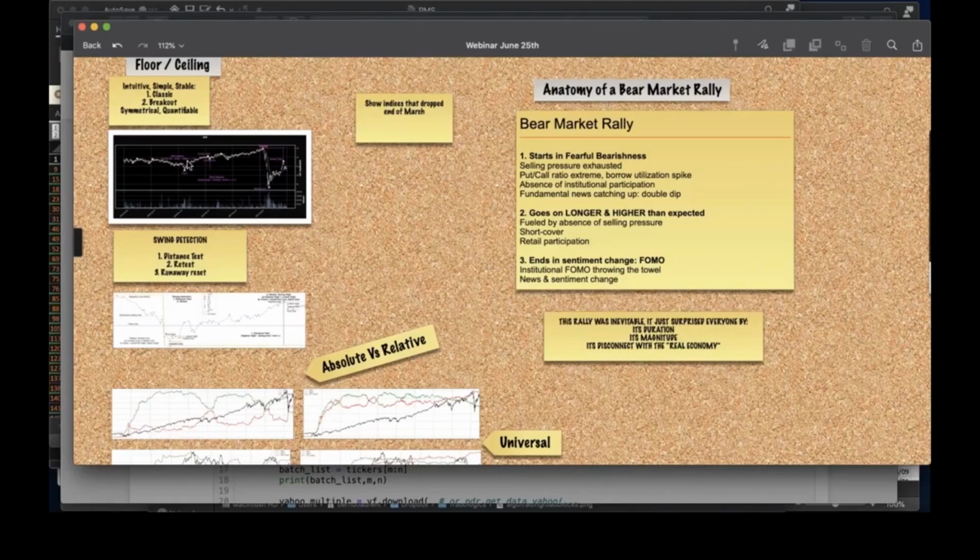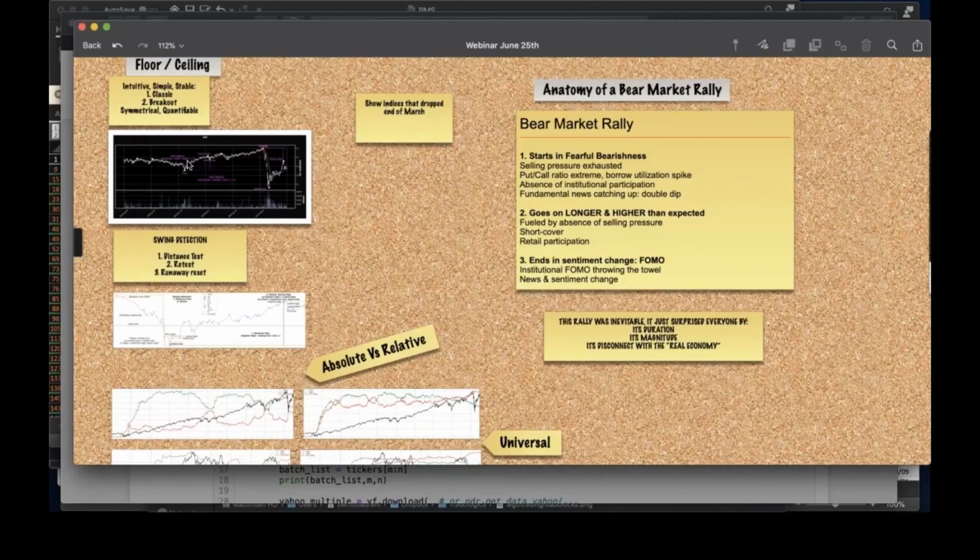So what happens then in this case is the selling pressure is exhausted. The put call ratio goes to an extreme. You can see the borrow utilization spike. That's always something that I love to look at. I look at the delta of borrow as a short seller. I have to look at the short utilization, which to me is my primary indicator. The second thing that I look at is the delta of borrow over time. So basically, a lot of people were shorting more, and all the institutional players are out, they were forced out, so they don't participate. And then the fundamental news is horrible.